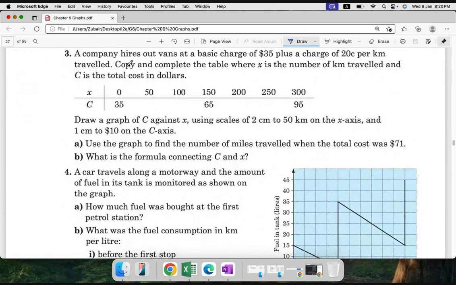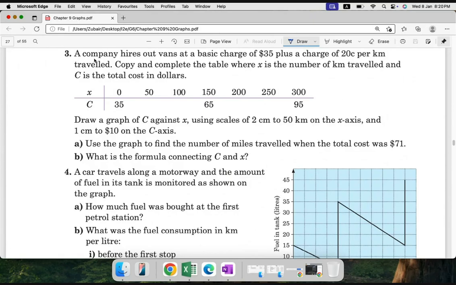Number three. A company hires out vans at a basic charge of $35 plus a charge of 20 cents per kilometer traveled. Copy and complete the table where x is the number of kilometers traveled and C is the cost in dollars. Draw a graph of C against x.